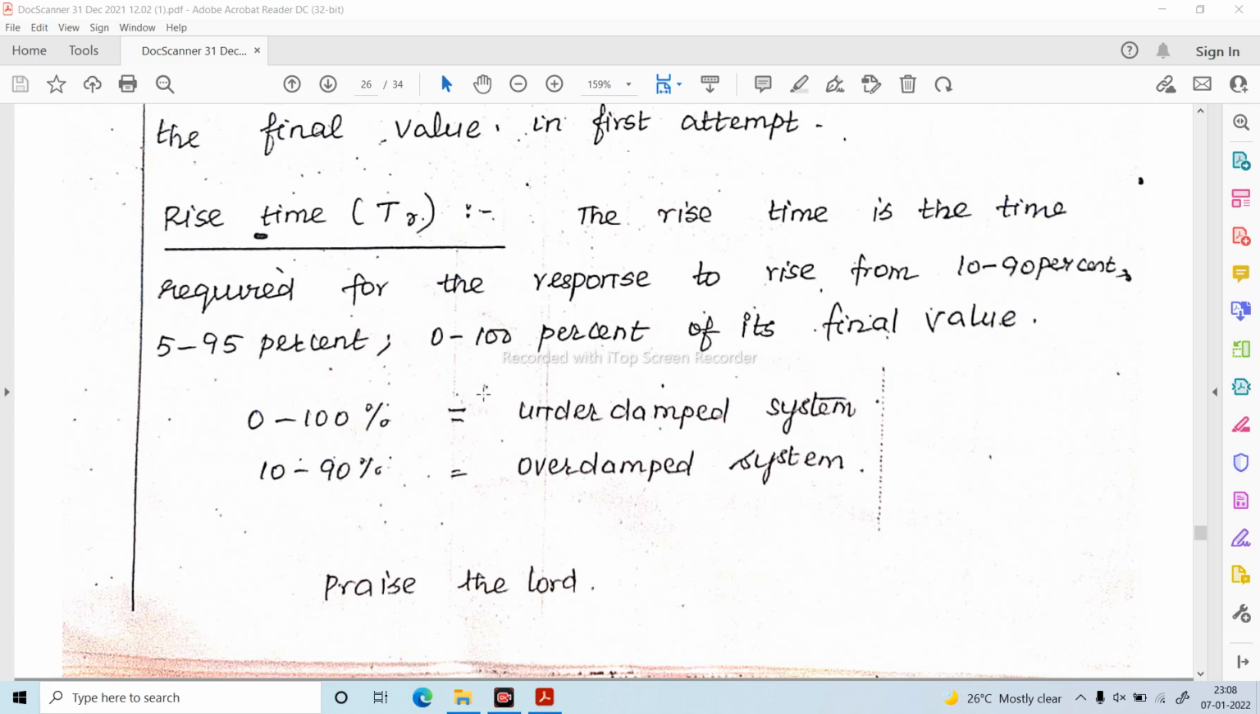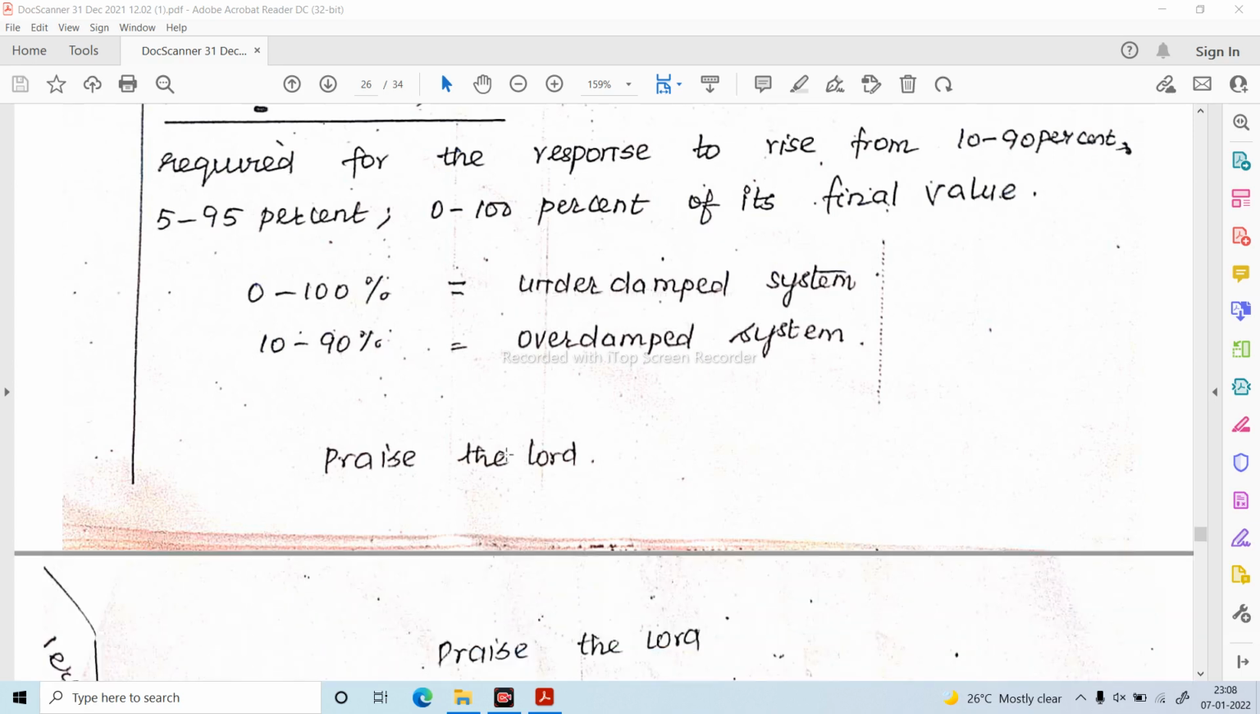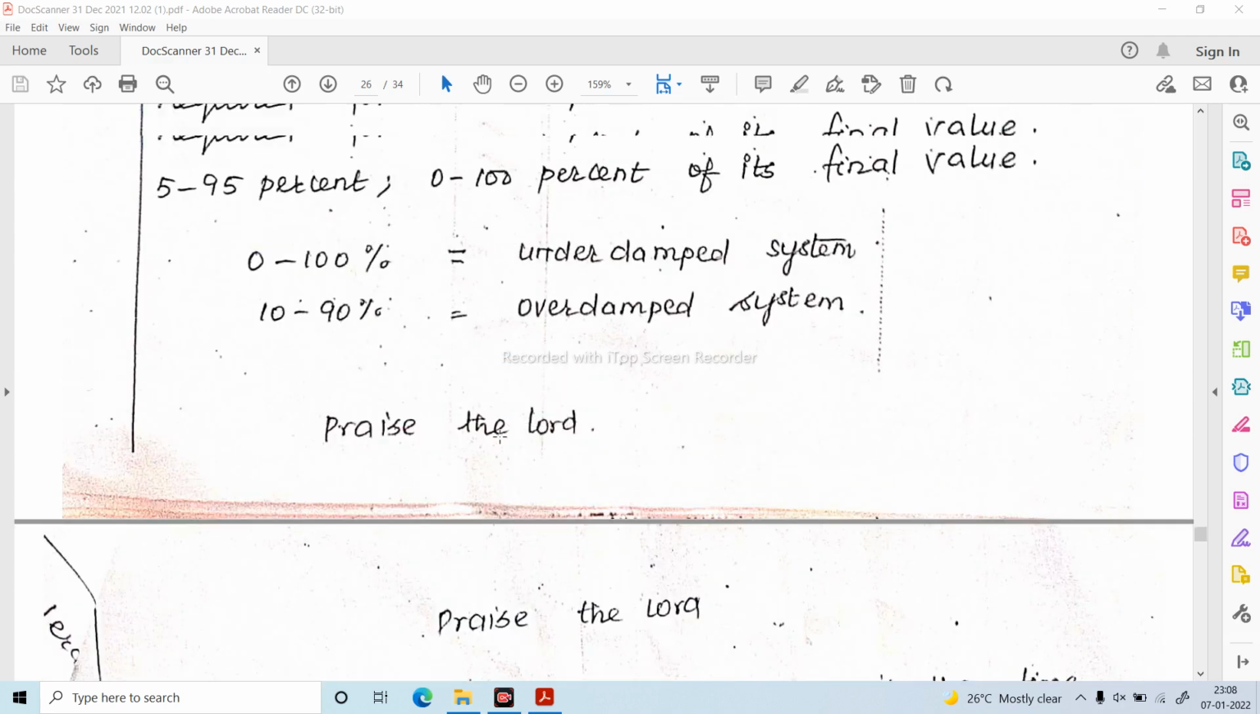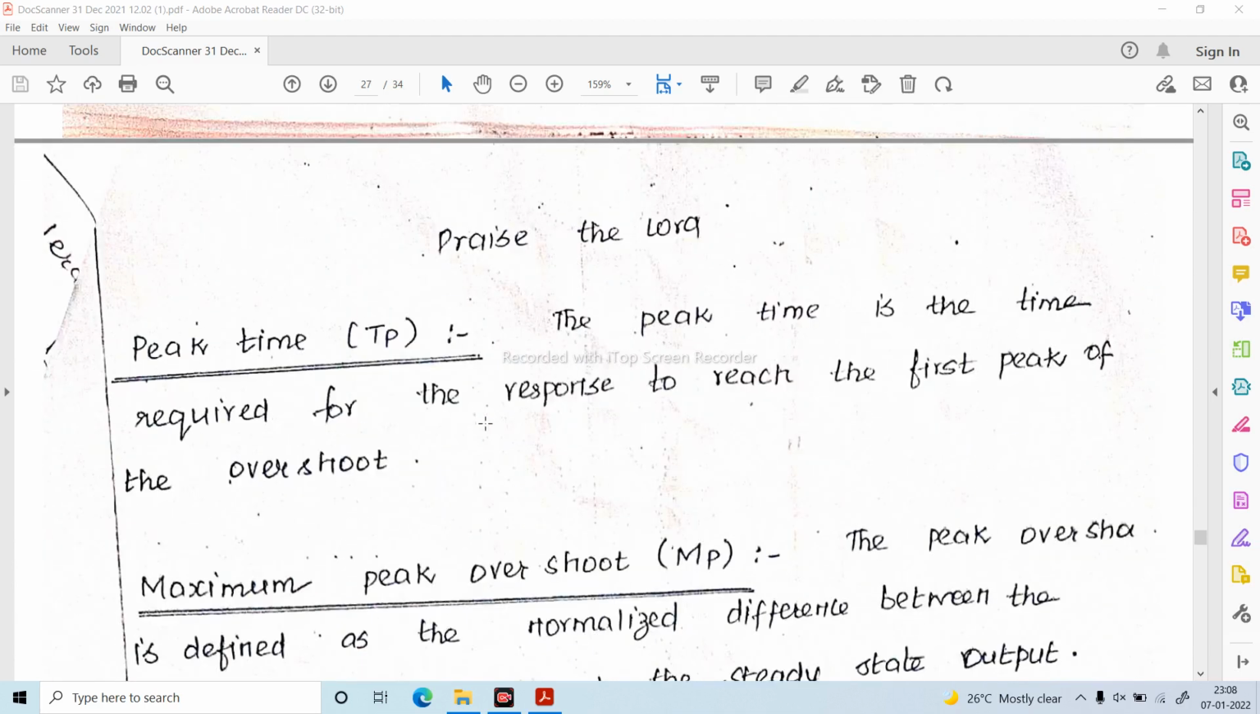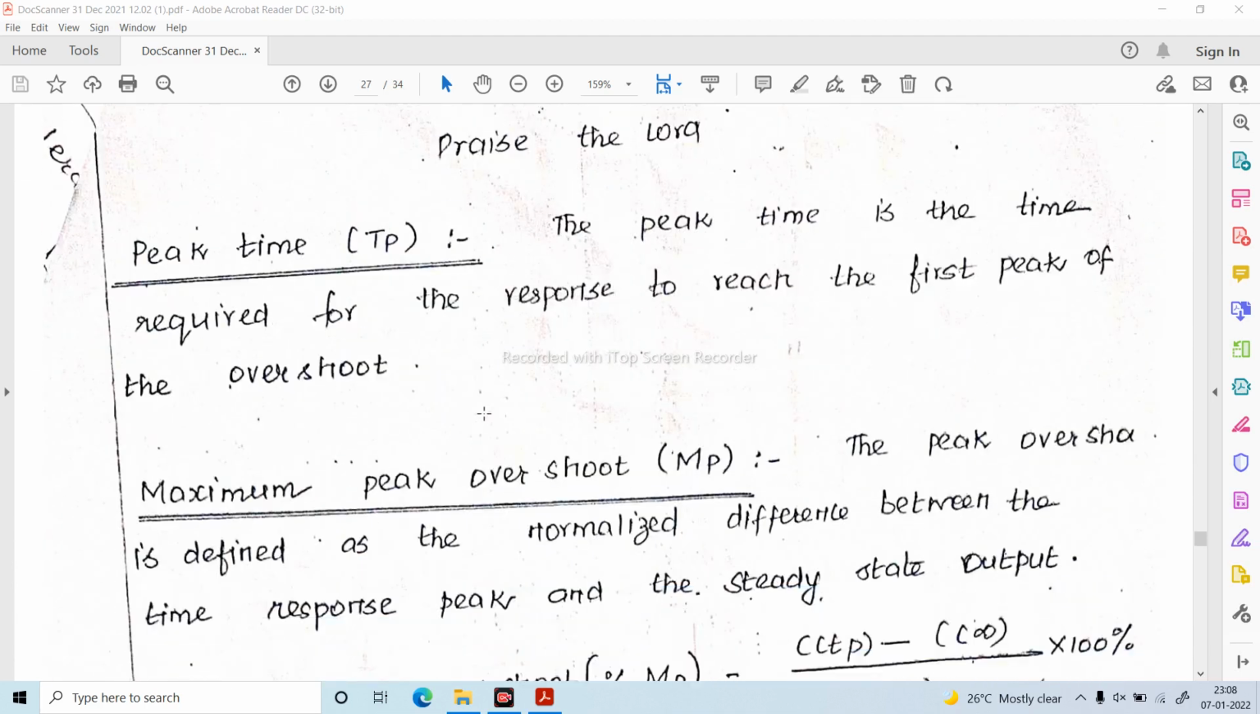So there are different systems available. Already we have discussed: underdamped system 0 to 100%, overdamped 10 to 90%, and critically damped, that is then the overdamped and underdamped only. Okay, next, peak time. The peak time is the time required for the response to reach the first peak overshoot, because we are having different peaks available.